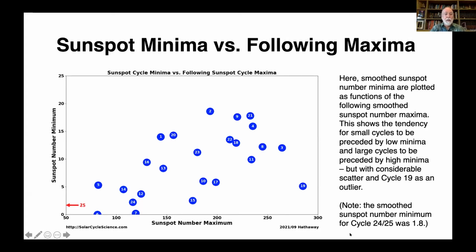Just to note, there is where cycle 25, the minimum in 2025 came in. So that's suggesting a fairly small cycle 25, but again, huge scatter. At that level, it can be anywhere from 70 to 200. So not a good predictor.